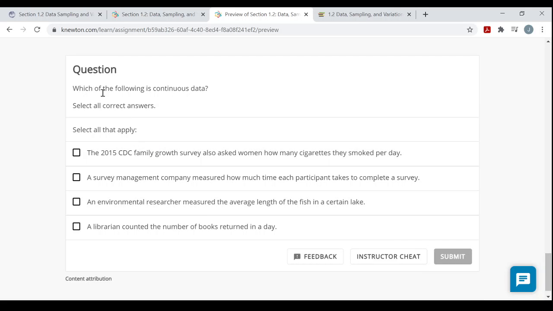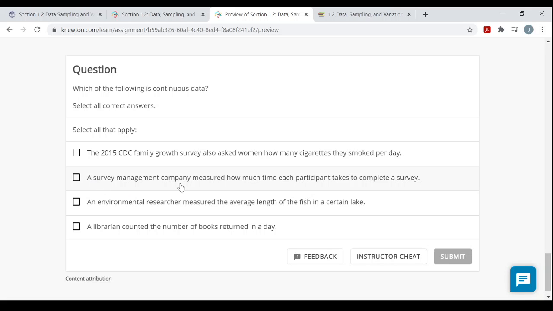All right, so which of the following data is continuous data? Again, select all that apply. The 2015 CDC Family Growth Survey also asked women how many cigarettes they smoked per day. Do you need to measure that with anything special? No. There's 0, 1, 2 cigarettes, 3 cigarettes, 4. That's counting. That's discrete data, not continuous.